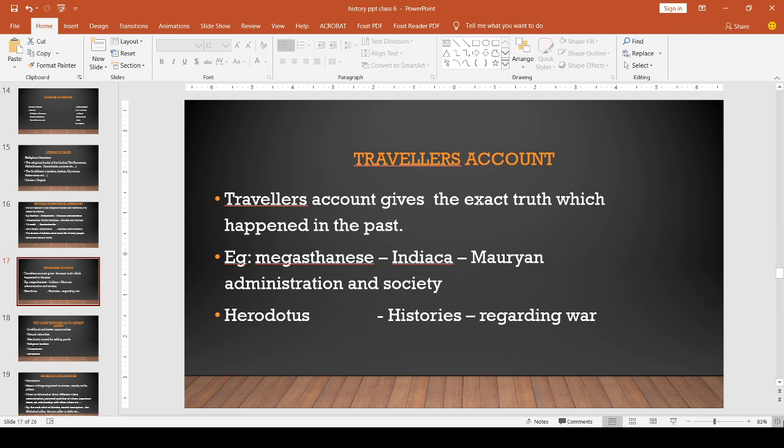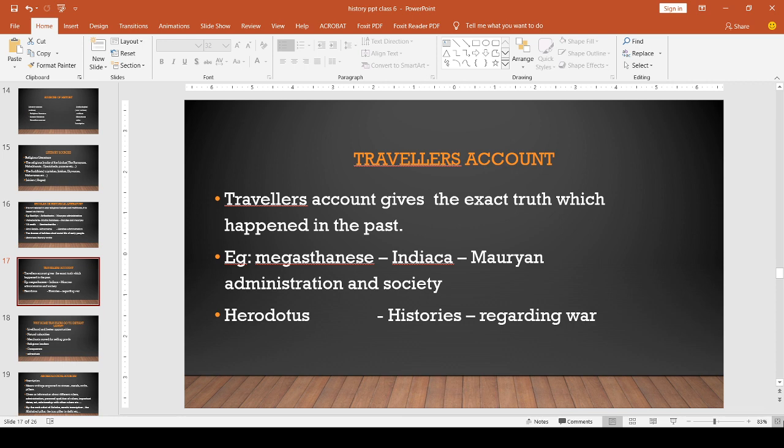So these are the three literary sources. First one is religious literature. Through the religious books we can collect information about our past. And next is secular or historical literature. It is not based on any religious book, it is based on historical books, on some writings of historians. The third one is travelers' account. From the records of some travelers we can collect information about our past. These are known as literary sources.